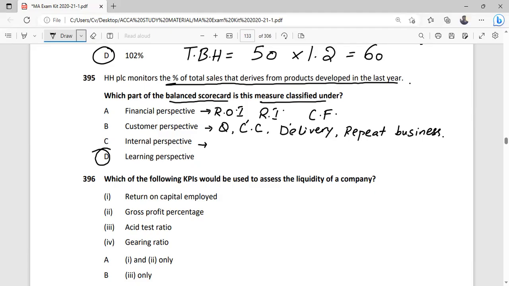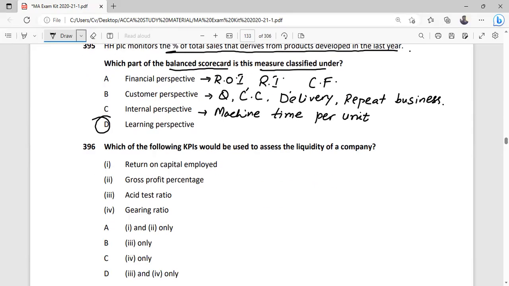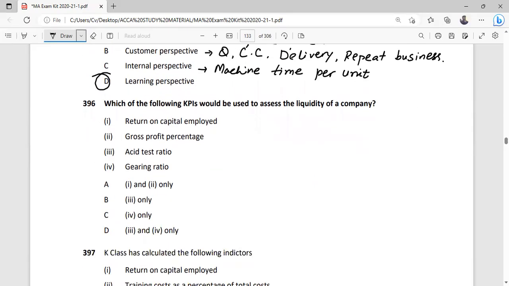Internal perspective aim is to reduce machine time per unit. Its aim is to increase internal efficiency as much as it can. And learning and growth perspective, or innovation and learning perspective, deals with the output of the new product or innovative product along with its revenue in the relevant accounting period. Right, everyone? Any question?